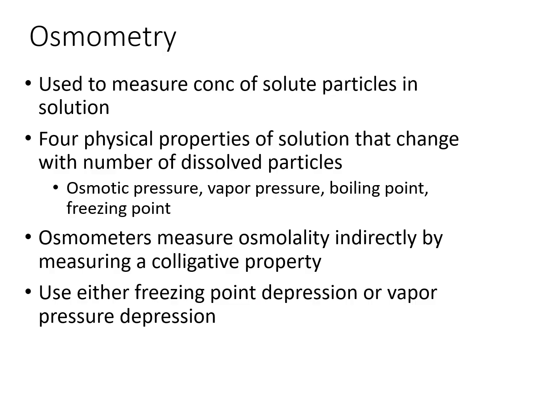Osmometry. This is used to measure the concentration of solute particles in a solution. Four physical properties of a solution change with the number of dissolved particles. So you have osmotic pressure, vapor pressure, boiling point, and freezing point. Osmometers can measure the osmolality indirectly by measuring one of these colligative properties. The two common methods used are freezing point depression and vapor pressure depression.